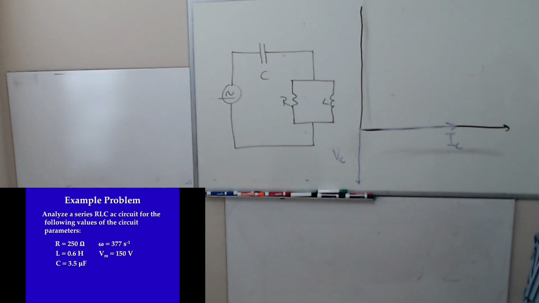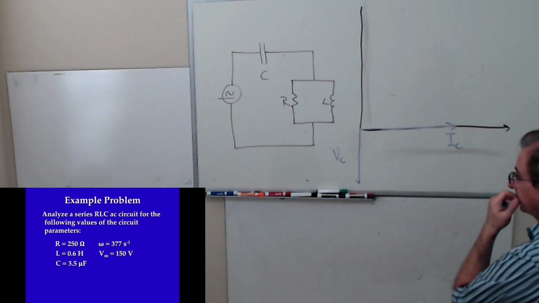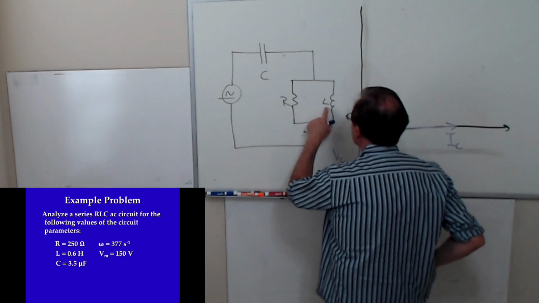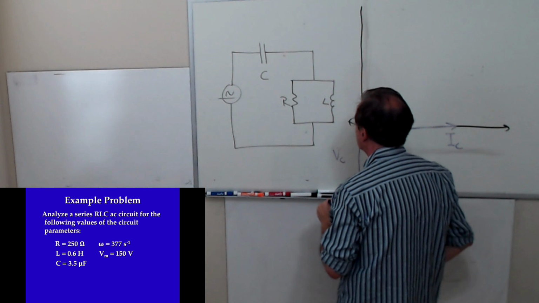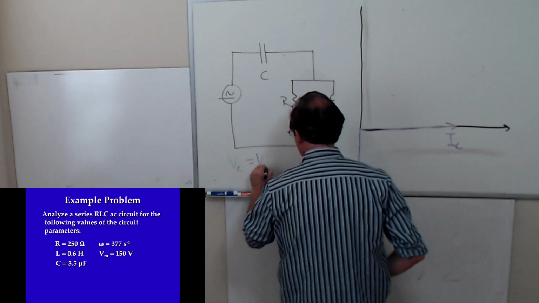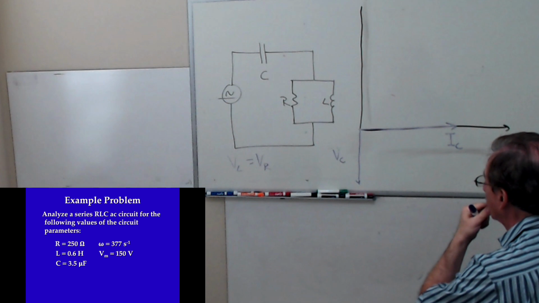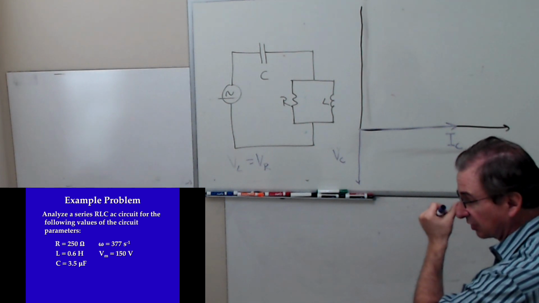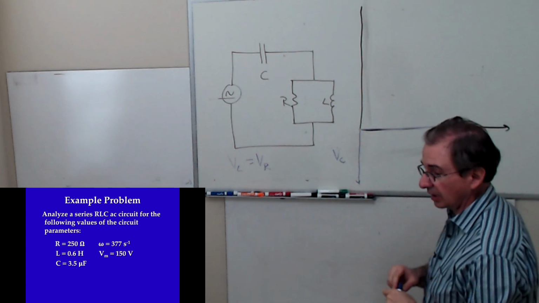Now, what about these two? The voltage across each one of these is the same, right? We know that V sub L has to be equal to V sub R. But they're 90 degrees out of phase, right? The currents are, oh, but the voltages aren't. Because they're in parallel to each other, the voltages are going to be the same, but the currents are going to be 90 degrees to each other.